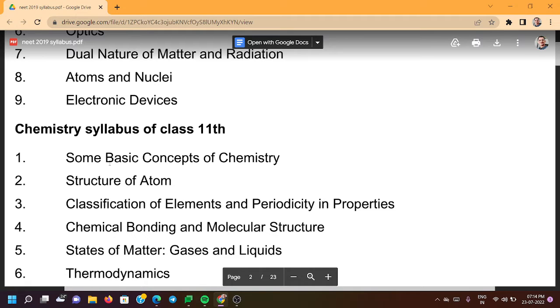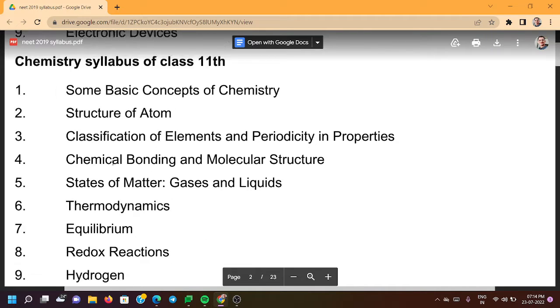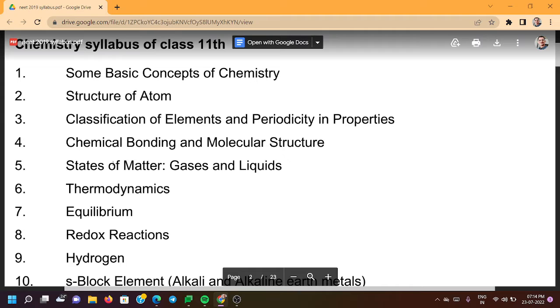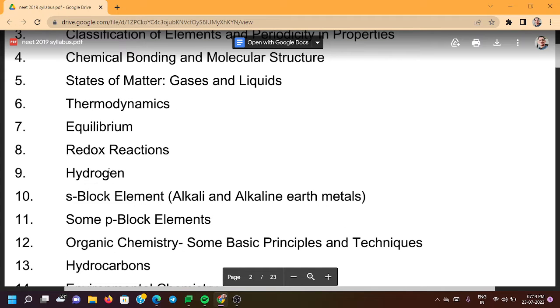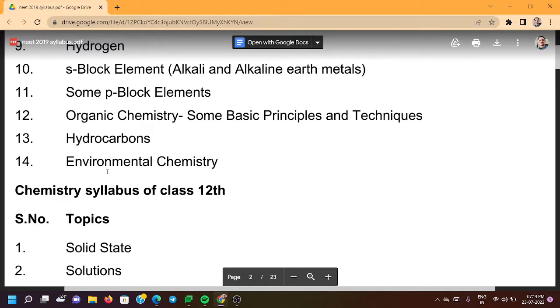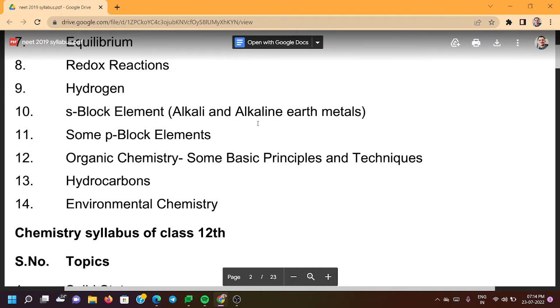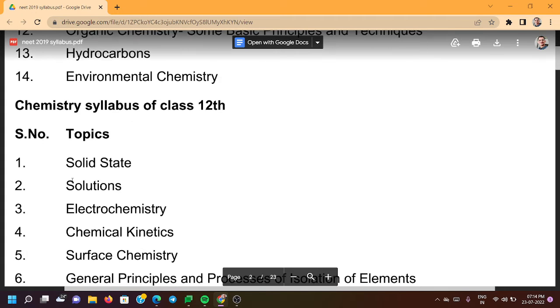1. Some basic concepts of chemistry. 2. Structure of atom. 3. Classification of elements and periodicity in properties. 4. Chemical bonding and molecular structure. 5. States of matter, gases and liquids. 6. Thermodynamics. 7. Equilibrium. 8. Redox reactions. 9. Hydrogen. 10. S-block elements, alkali and alkaline earth metals. 11. Some P-block elements. 12. Organic chemistry, some basic principles and techniques. 13. Hydrocarbons. 14. Environmental chemistry.